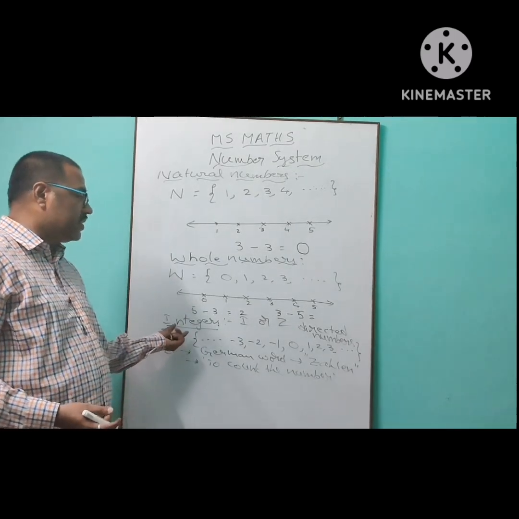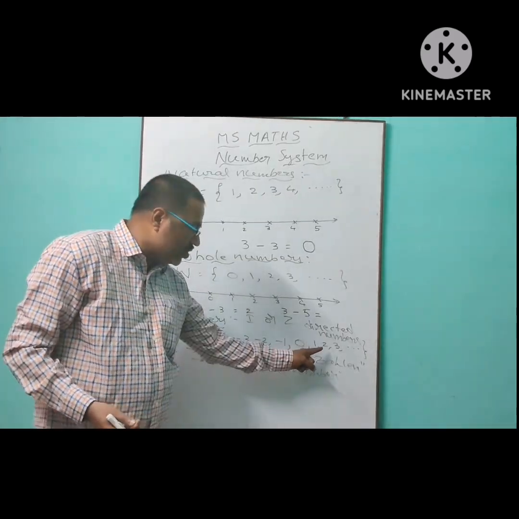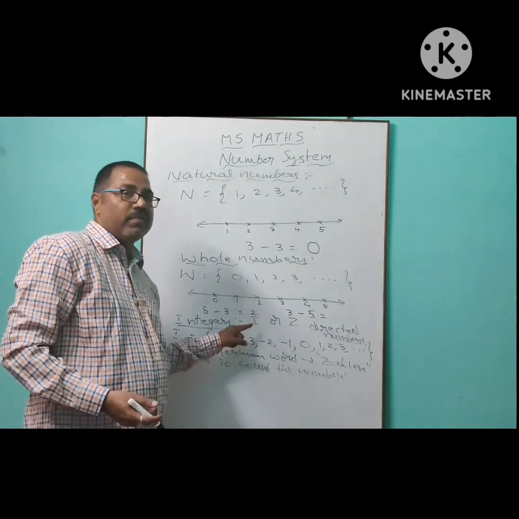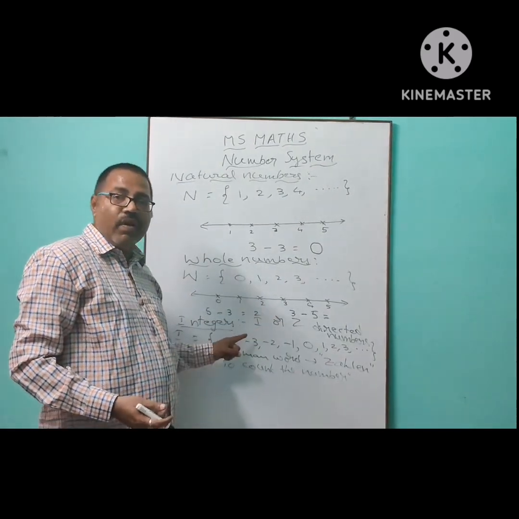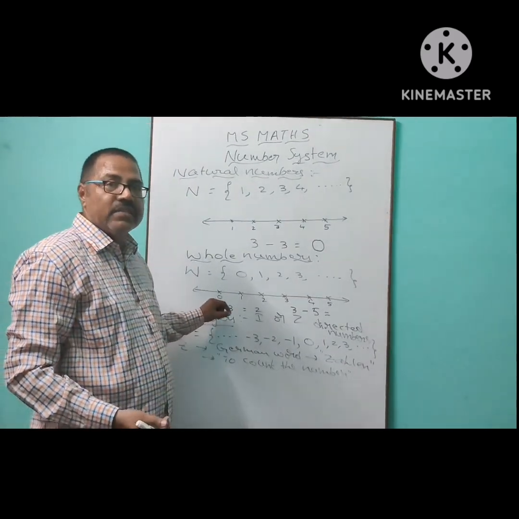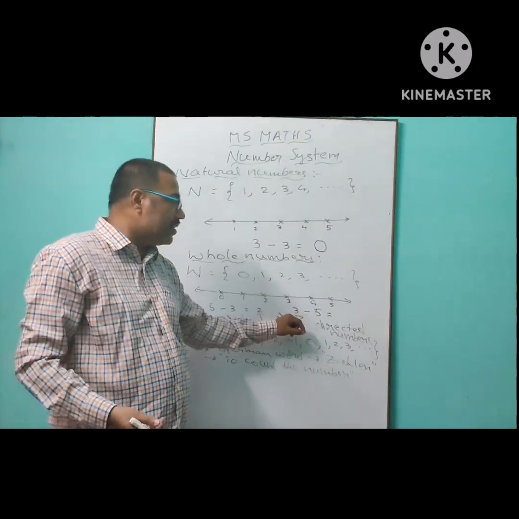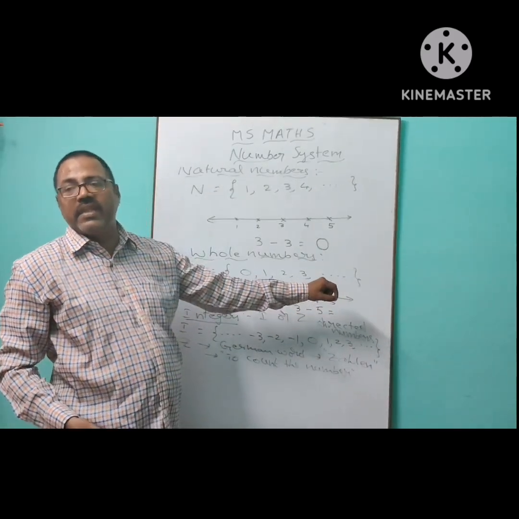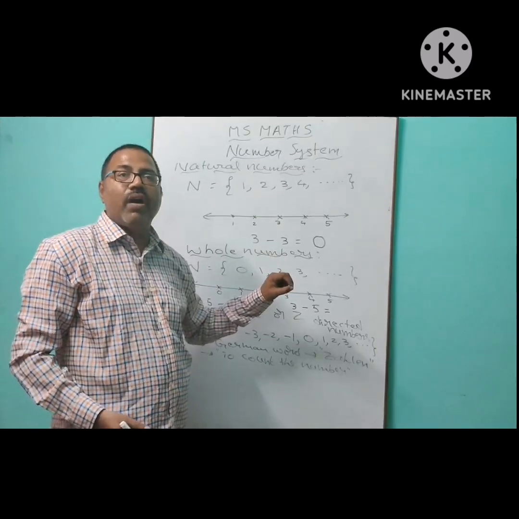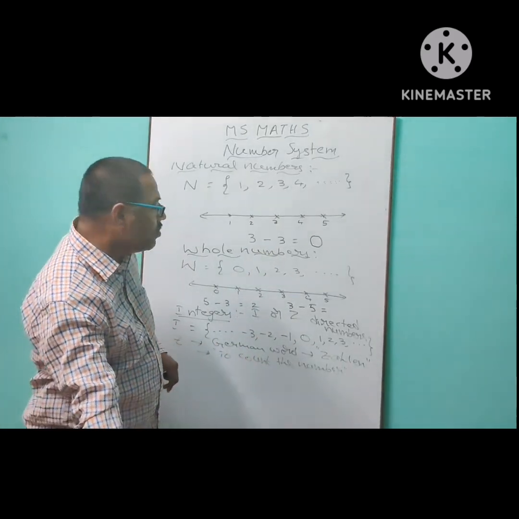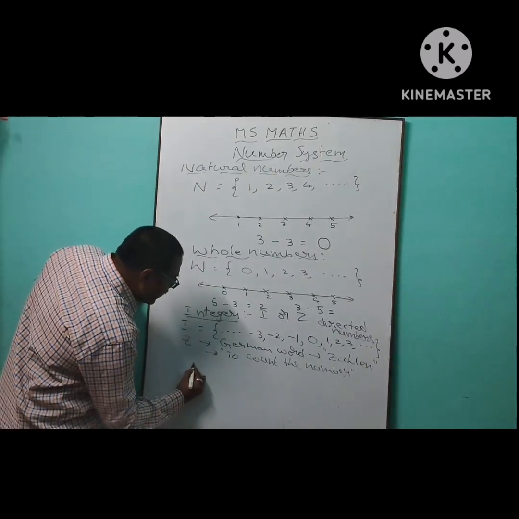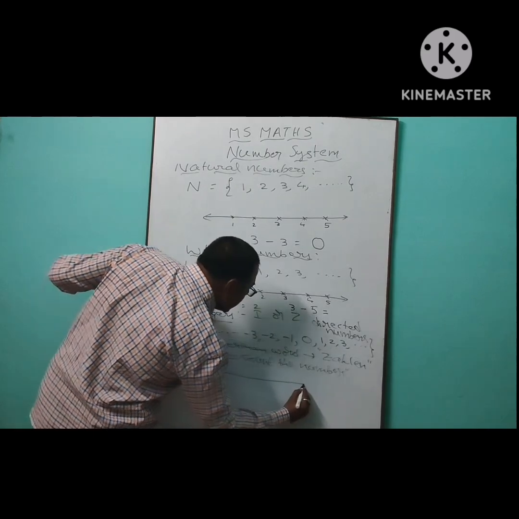So what are integers, children? The collection of natural numbers, 0 and negative of natural numbers is called integers. These integers are also called directed numbers because they have direction. The direction is either positive or negative. So we can represent these integers on the number line.